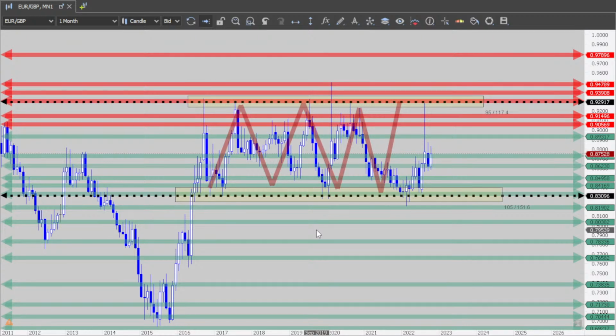Euro GBP monthly chart. This market is sideways. Freedom, I don't agree with you. It's alright, it's alright. You don't need to agree with me. Make sense?